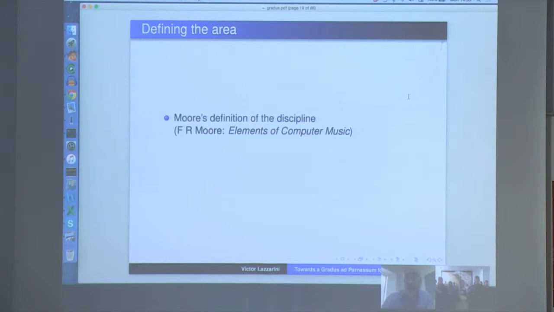So the first one is one that is already maybe 20, 35 years old. It's what Richard Moore developed in his book, Elements of Computer Music. In the first chapter, he goes to a certain length to try to define what computer music should be and what the ideas involved in computer music are. And I think it is maybe one of the first full attempts to do that type of thing. And because of this, I think it's important to single out and bring it here to discuss.